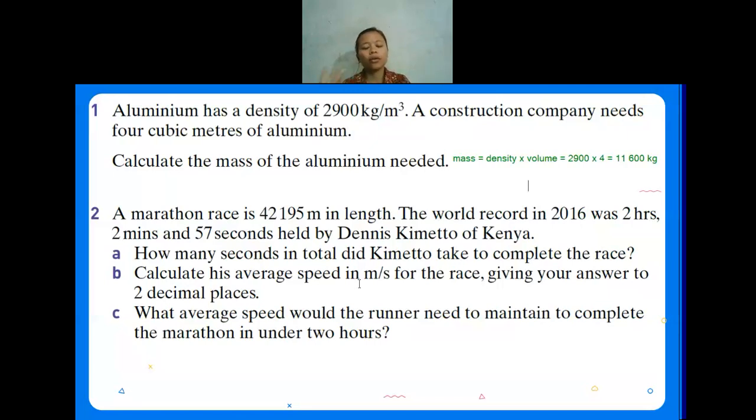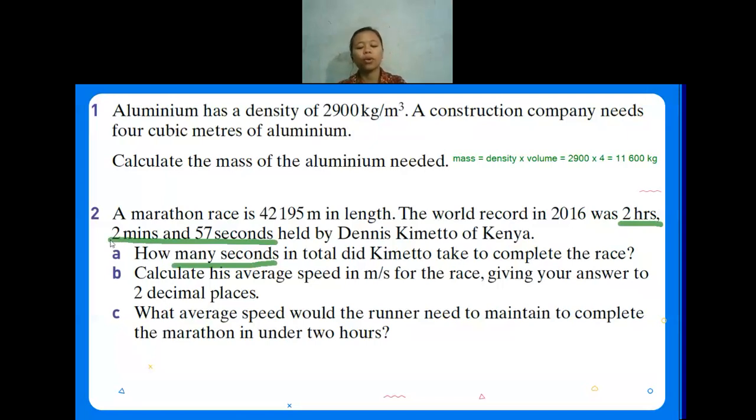A marathon race. The distance is 42,195 meters, and the time taken is 2 hours, 2 minutes, 57 seconds. We need to find the total time taken, but in seconds. How many seconds will it be, for 2 hours, 2 minutes, 57 seconds?